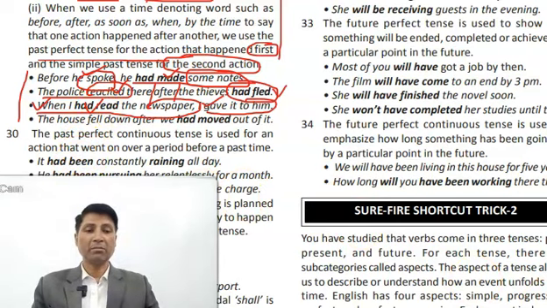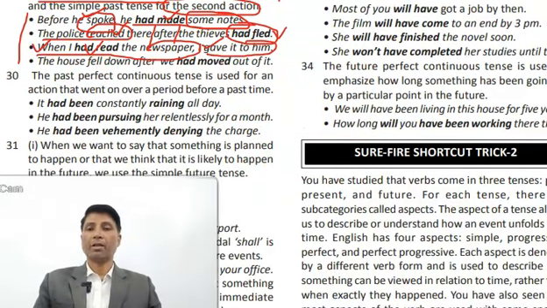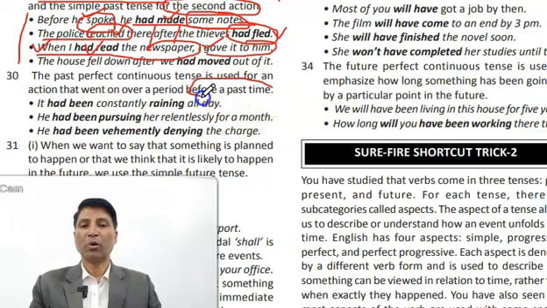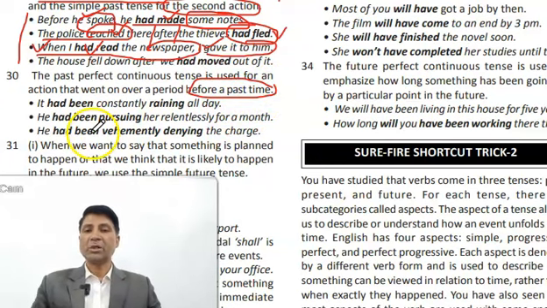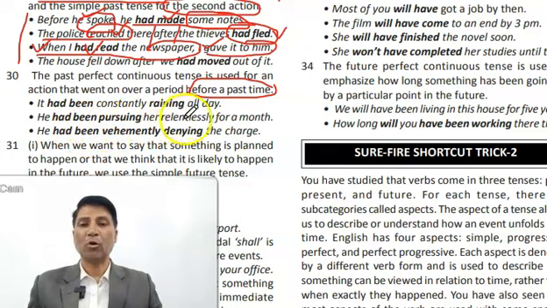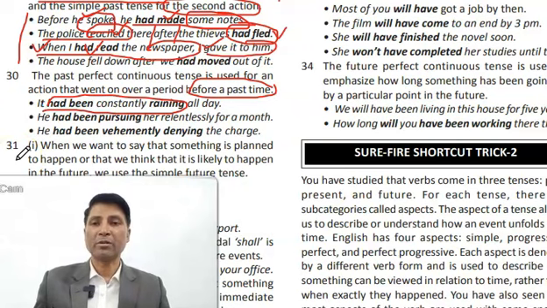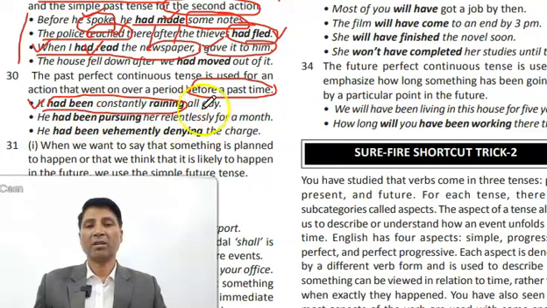Now let us understand the use of the past perfect continuous tense. The past perfect continuous tense is used for an action that went on over a period of time before a past time. What does it mean? Let me explain. It had been constantly raining all day. This is past perfect continuous tense, as you can see. So this statement wants to tell you that the rain had been going on constantly, that in the past.